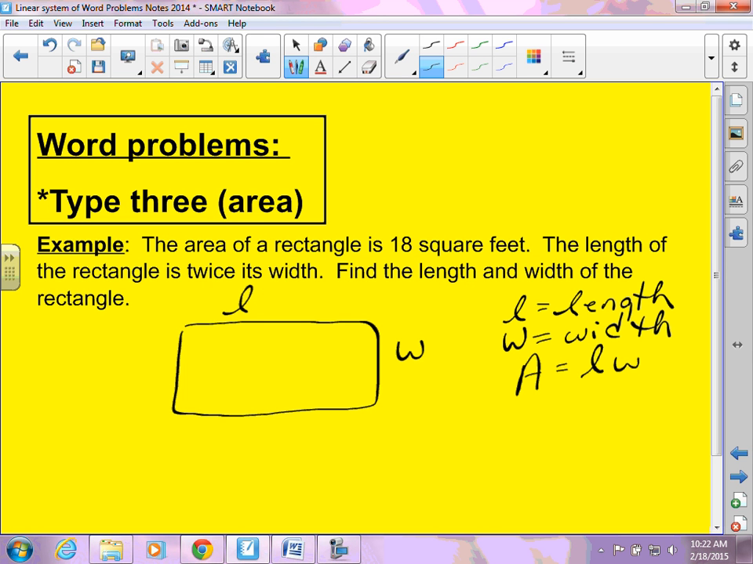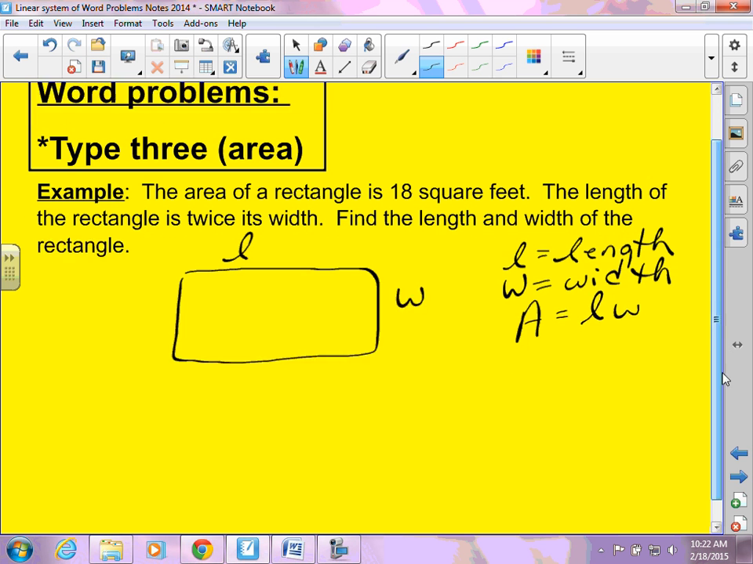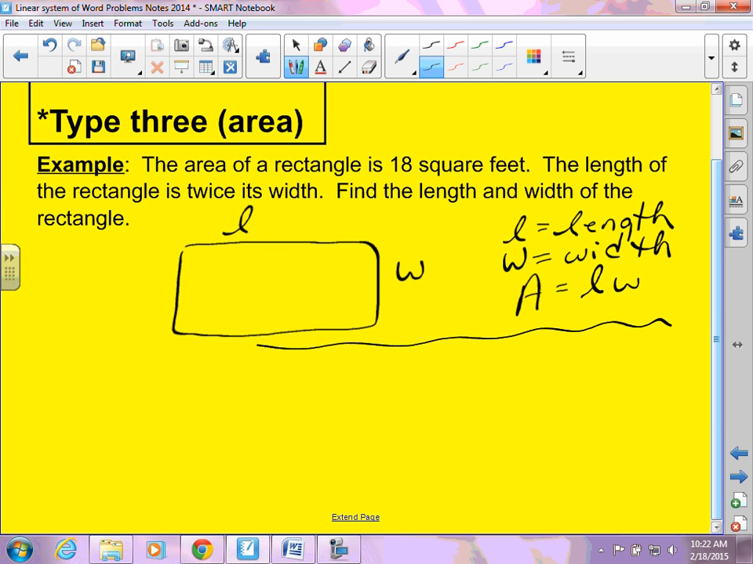Right? So when we set these up, this is the first thing that goes on your paper. You draw a picture, you draw your length, you draw your width, you make it visual for yourself, okay? So that's how you start it off. All right, now let's add some information to that.